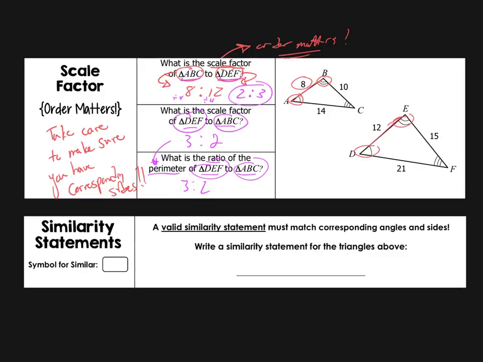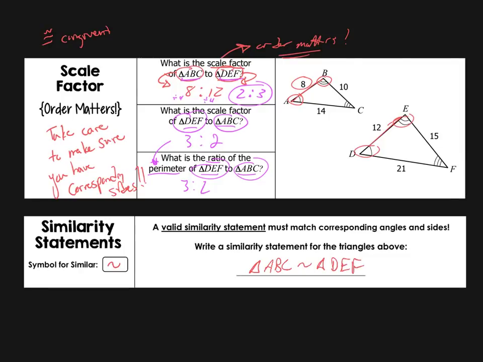And then we're going to have a corresponding or a similarity statement. And we'll need to work on a symbol for similar. So this was the symbol for congruent. So we also have a similarity symbol, which is just a single tilde. So down here, we'll just say that triangle ABC is similar to triangle DEF.